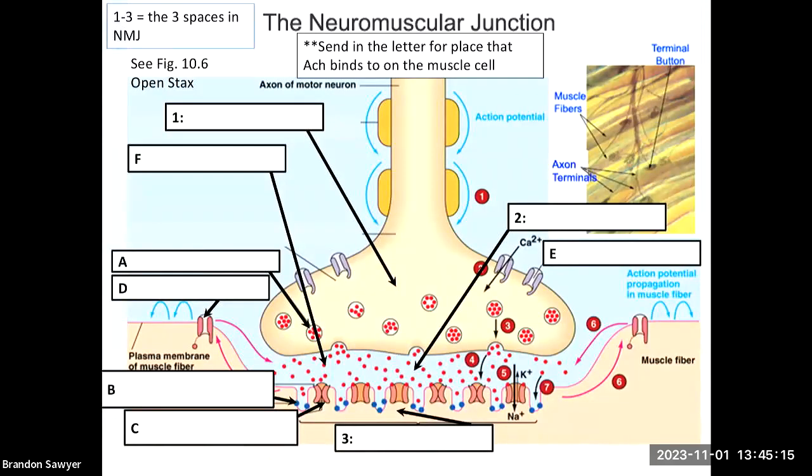Okay, so take a sec with the people on your team and label these different structures in the neuromuscular junction. And then you're going to send in the letter for the place that acetylcholine binds to the muscle cell. So we're going for the letter there. 1, 2, 3 are the regions, and then you've got the other structures there in the letters.